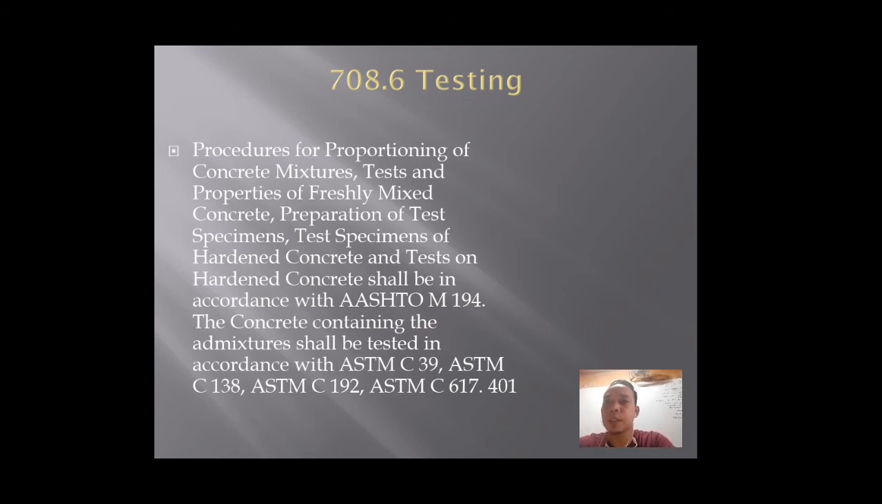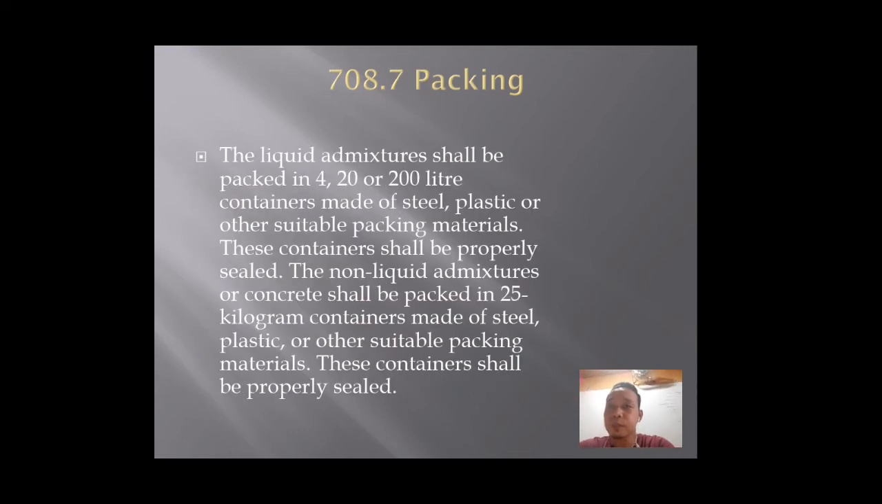Next is sub-item 708.6 about testing. Procedures for proportioning of concrete mixtures, tests and properties of freshly mixed concrete, preparation of test specimens, test specimens of hardening concrete, and tests on hardening concrete shall be in accordance with ASTM C494. The concrete containing the admixture shall be tested in accordance with ASTM C39, ASTM C138, and so on.